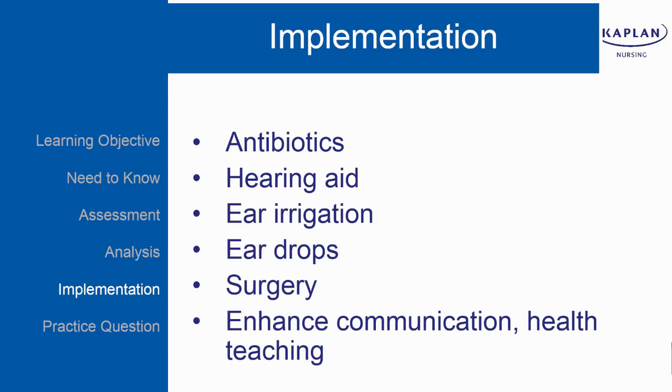Other important teaching, especially if your client has had surgery, is to make a home health referral at post-op. Be sure to work with your client. Do they need assistive devices at home, such as a telephone with a light system, with flashing lights that will let the client know the phone is ringing or that someone is ringing their doorbell? We need to take into consideration things like smoke detectors. If I have hearing loss, if I can't hear, I'm not going to hear my smoke detector go off. So those are things we need to keep into account for this client once they go home.